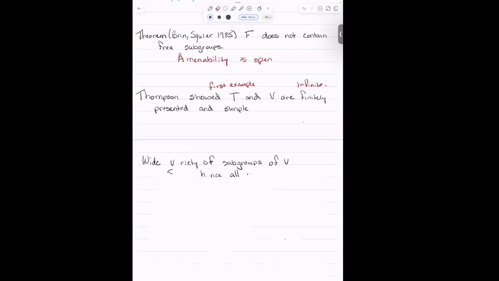So for instance, V, this did not come out very well. Okay, so V contains S infinity, and hence it contains all countable locally finite groups.